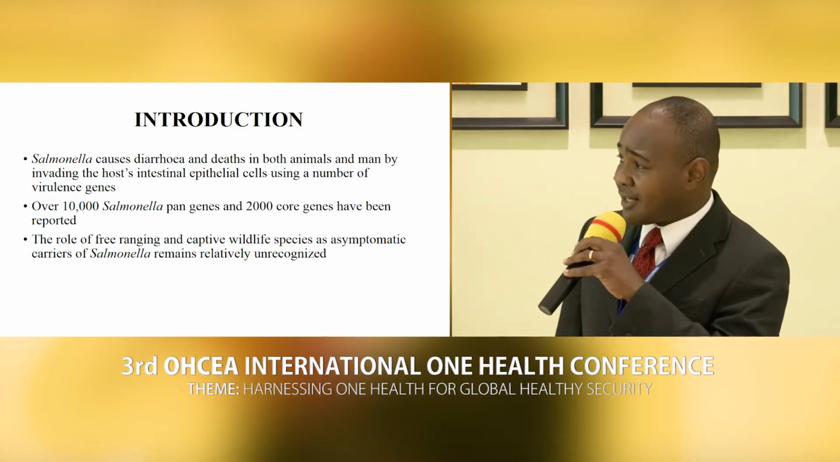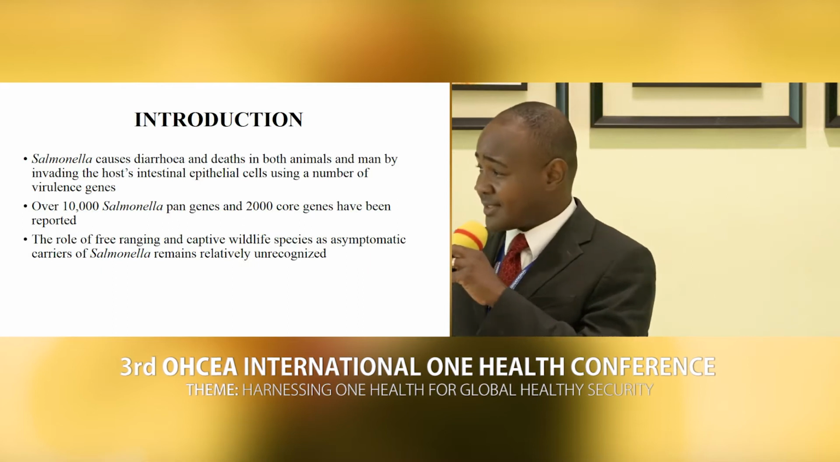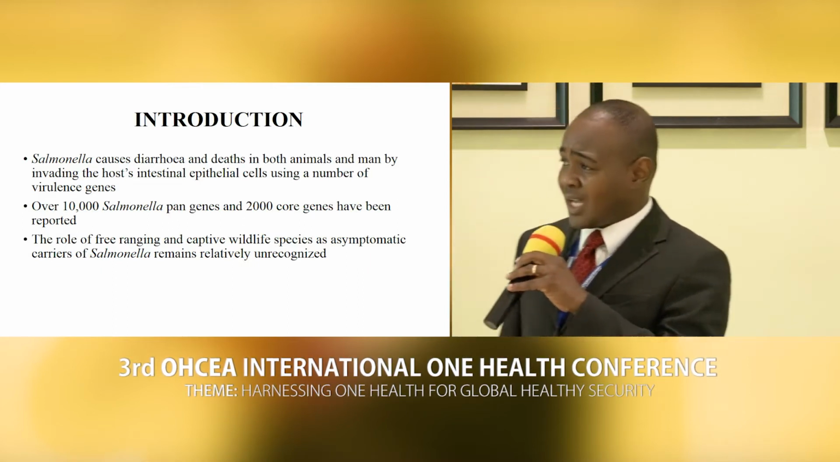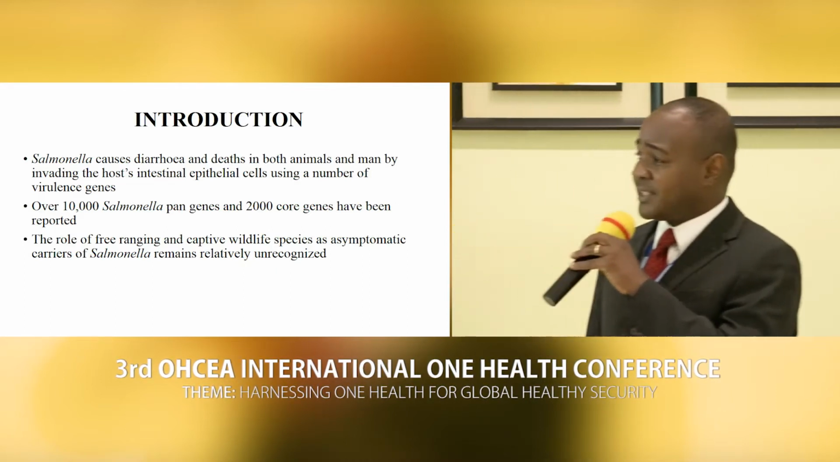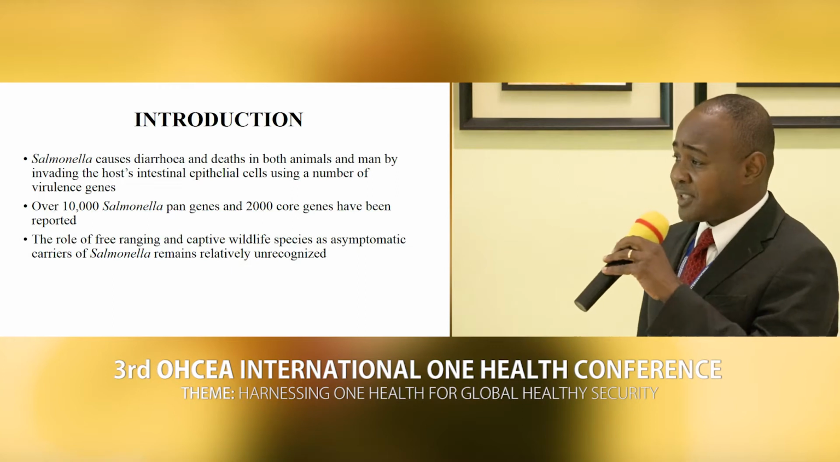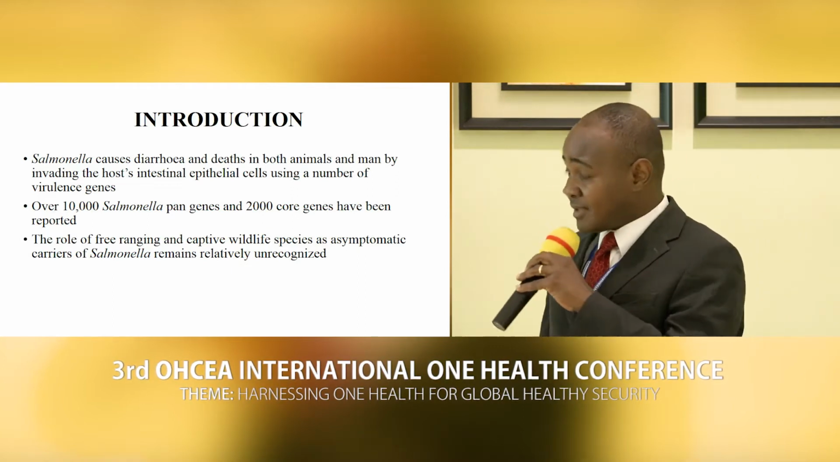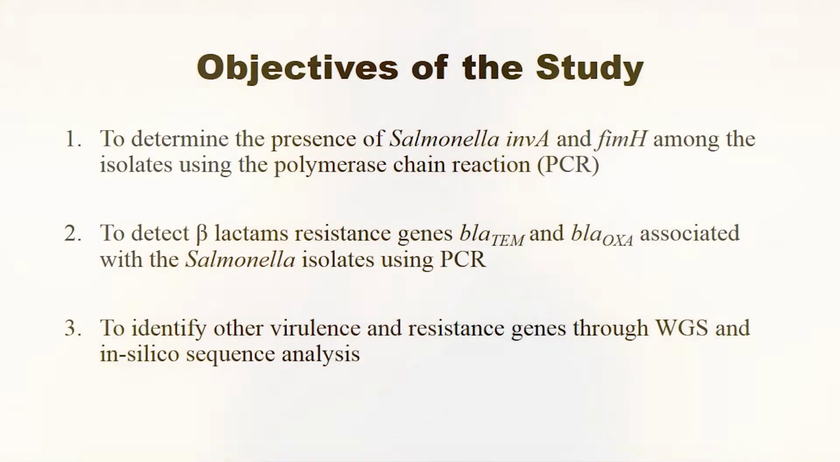And there are over 10,000 pangenes and 2,000 core genes that have been reported. And the role of free-ranging and captive wildlife species as asymptomatic carriers of Salmonella remains relatively unrecognized. Now, the objective of the study is to determine the presence of Salmonella invA and fimH genes, their virulence genes, and to detect beta-lactam resistance genes, blaTEM and blaOXA, and to identify other virulence and resistance genes through whole genome sequencing.